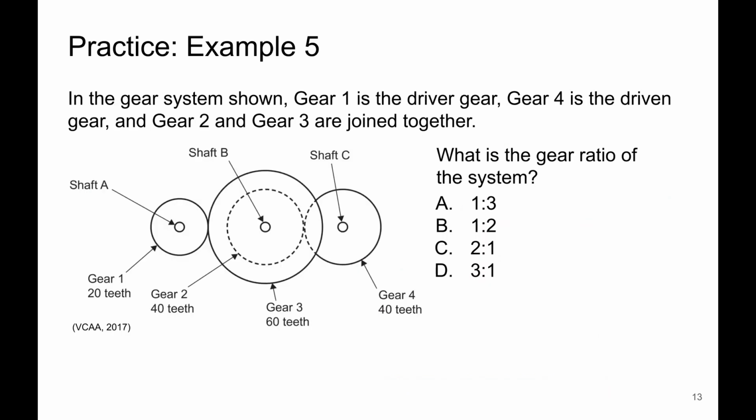For practice example 5, we have a gear system in which gear 1 is the driver gear, that's the gear on the left, and gear 4 is the driven gear, and gear 2 and 3 are joined together. This means gear 2 and gear 3 are compound gears. So the question is, what is the gear ratio of the total system? Again, please pause the video while you work on the problem and resume to see the solutions.